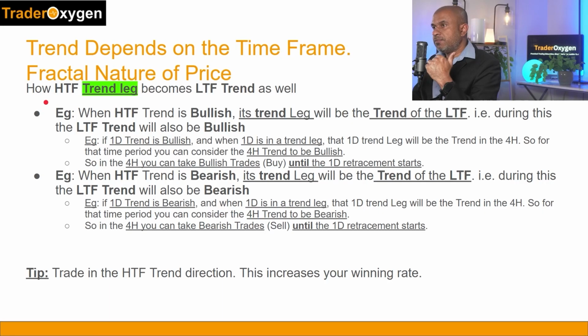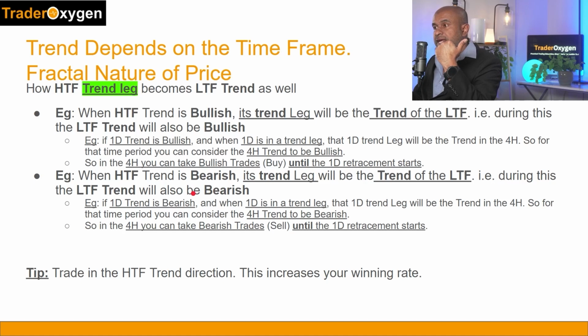So with the previous demonstrations, you saw how the higher time frame trend leg becomes the lower time frame trend as well. For example, when the higher time frame trend is bullish, you saw when the daily was bullish, then you saw the lower time frame 4-hour also was bullish during the higher time frame bullish trend leg. Then it's the same if the higher time frame is bearish, during the bearish higher time frame trend leg, the lower time frame trend is also bearish. I'm not talking about the pullback, I'm talking about the trend leg.